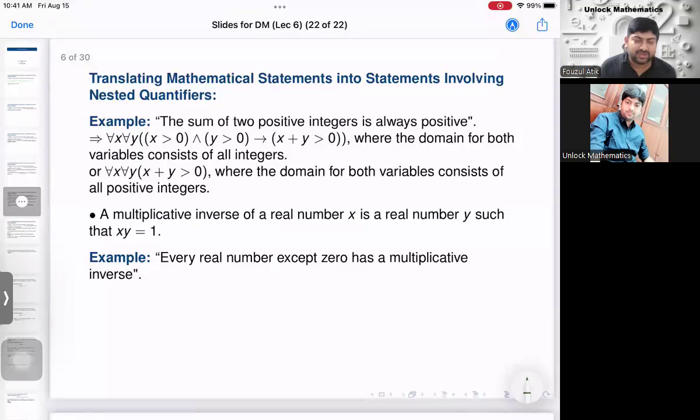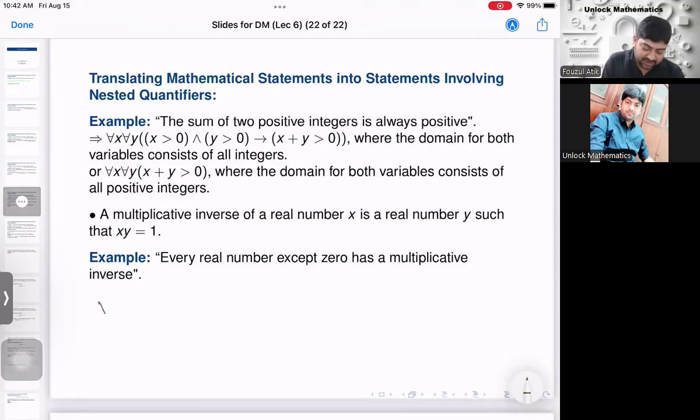And then we have this sentence: every real number except 0 has a multiplicative inverse. Yes. So any nonzero real number will have a multiplicative inverse. But the question is how you can write this as a statement involving nested quantifiers. So some mathematical expression you need. How to do that? Now this is true for every real number, right? But except 0, this part is also there. Then it will have a multiplicative inverse. So how do you do that?